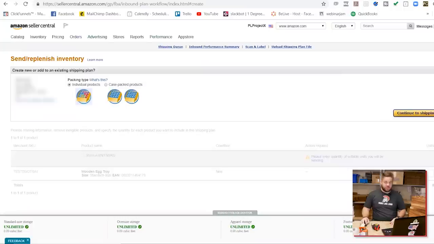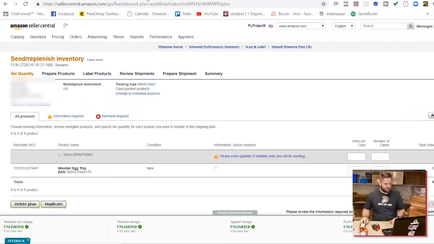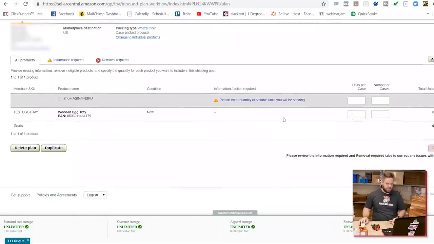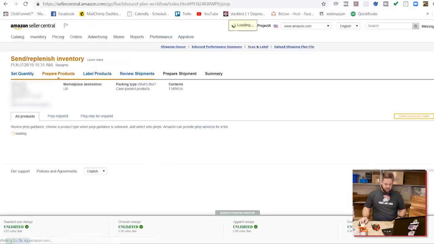Now, make sure that your ship from address is accurate. Otherwise, they won't know where to come pick this up at. We've got an option for sending in individual products or case pack products. Now, if I told Amazon I had 15 individual products, they might have me ship one to 15 different places. That's a big pain. So I'm going to come in here to case packed products, continue to shipping plan. And it's asking me how many units per case and how many cases. So I'm going to put 15 units per case, one case, continue.